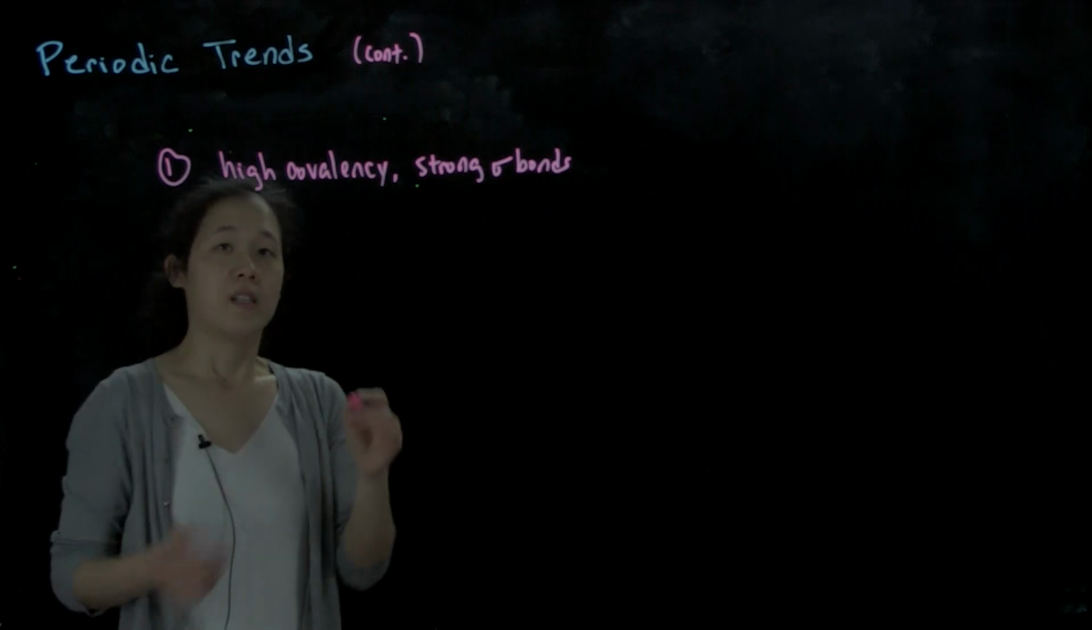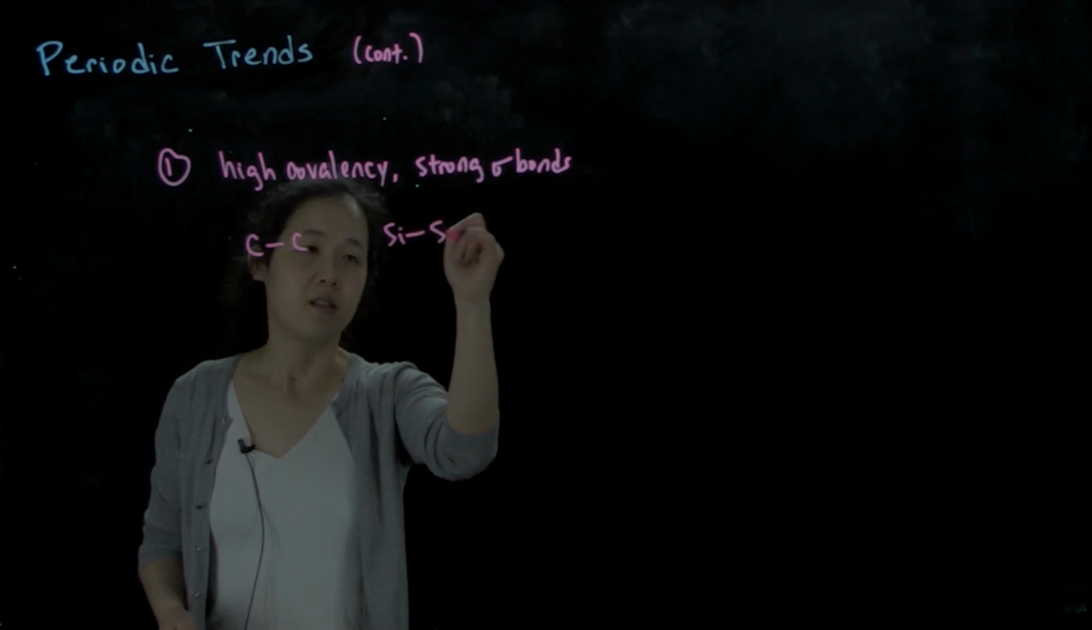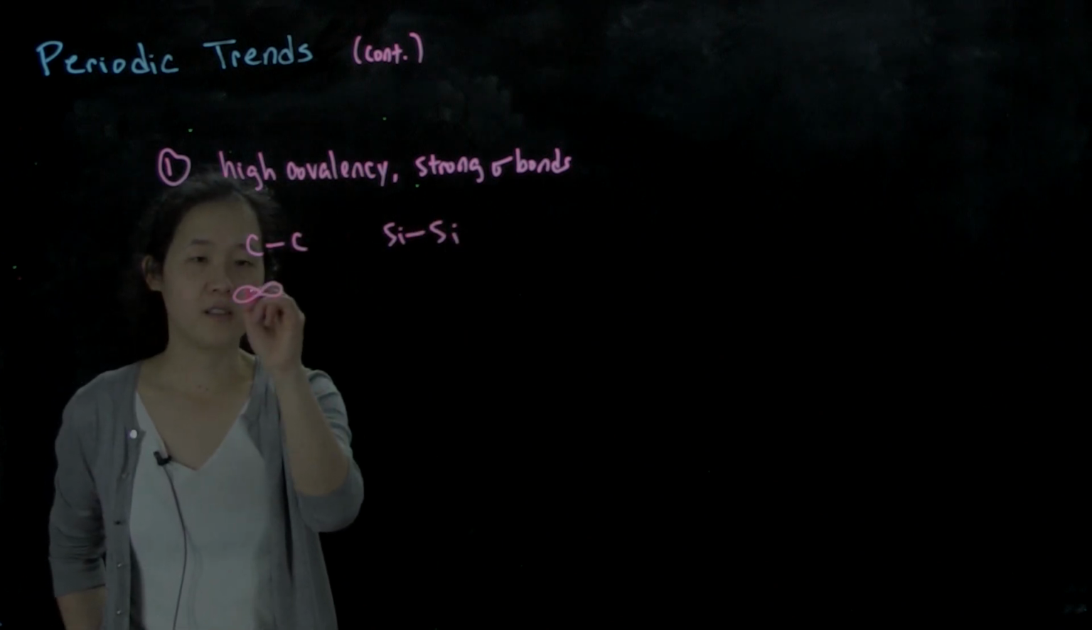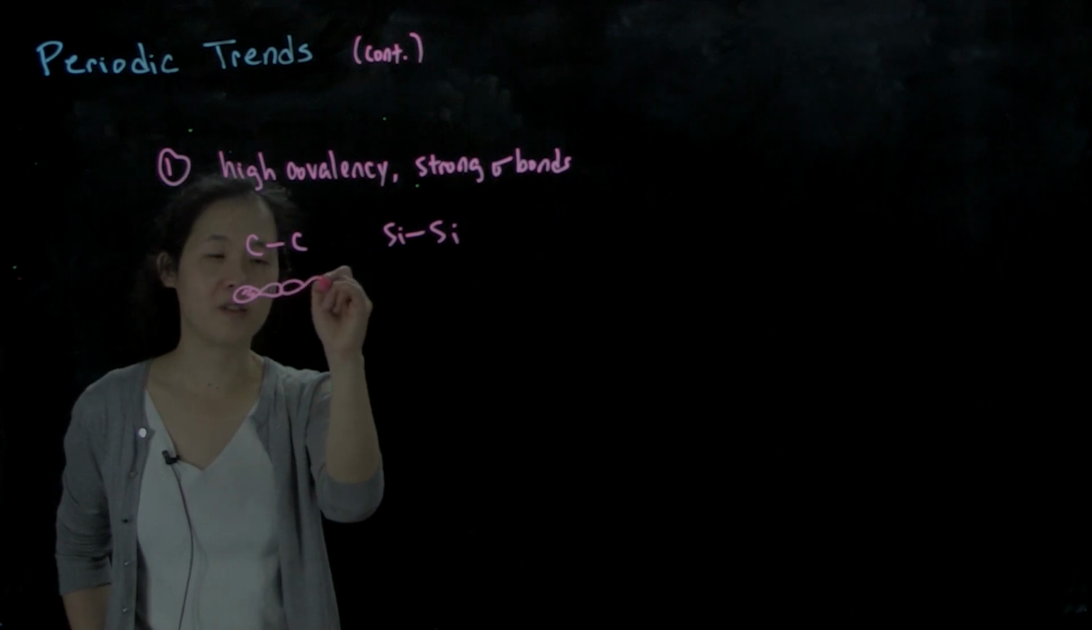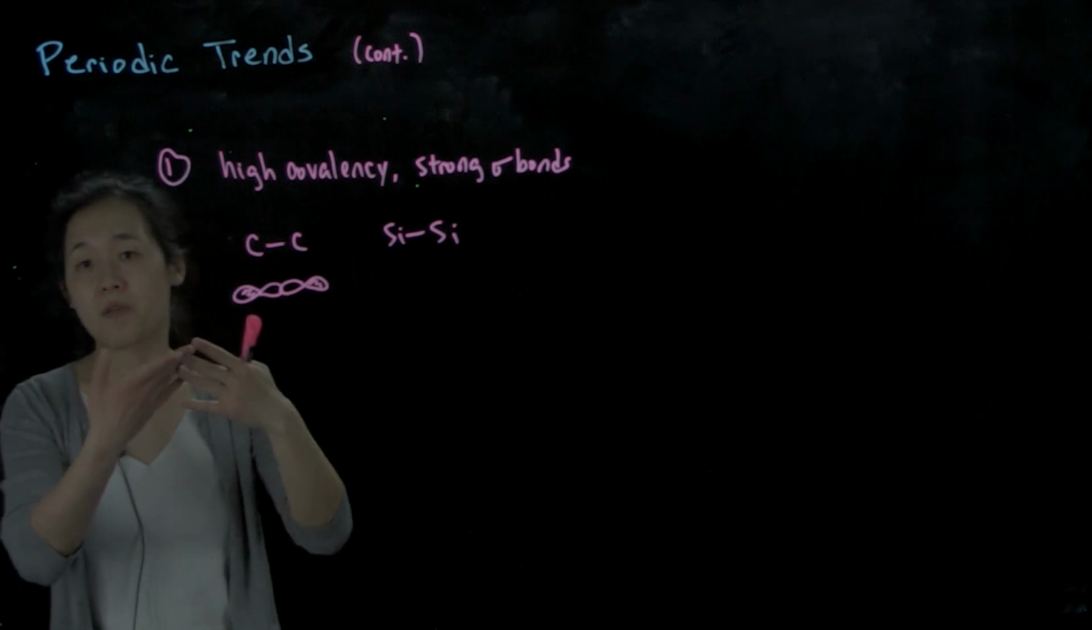So if you want to think about carbon-carbon versus silicon-silicon, we have our two p orbitals, and we're forming our sigma bond. They're pointed right at each other, and they're overlapping quite well.